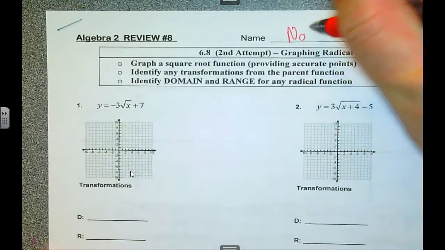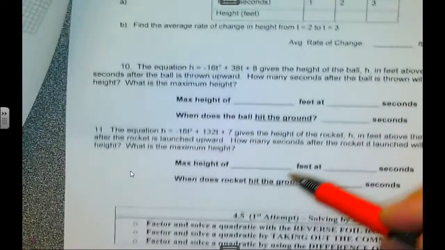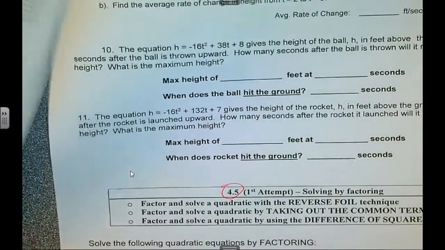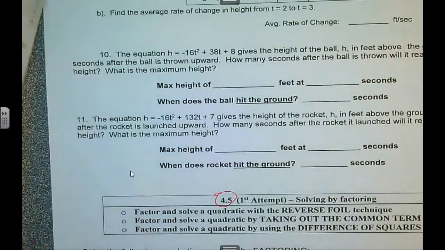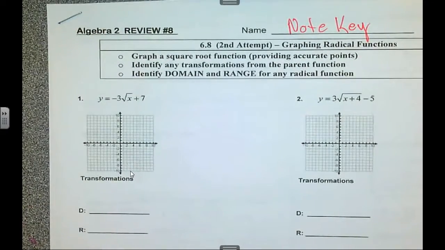Okay, review for your quiz tomorrow. We did not get to factoring, so this 4.5, this is what we're going to do next, so if you want to look it over and do it, fine. Otherwise, let it go until after Thanksgiving. Okay, number one, I'll do the odds, you guys do the evens.